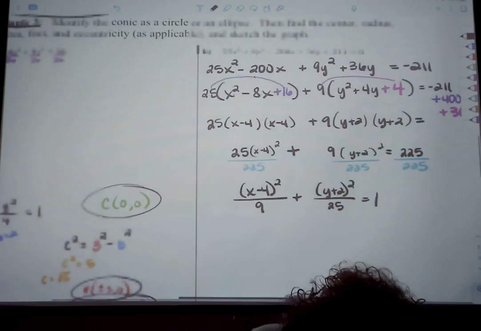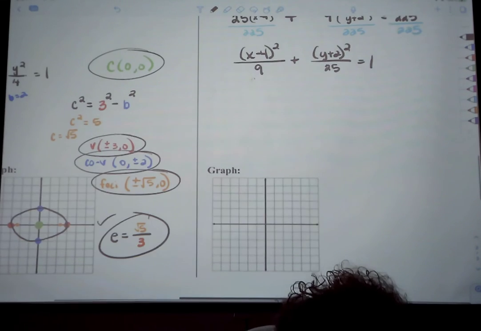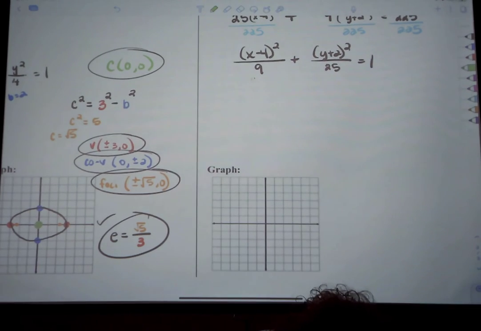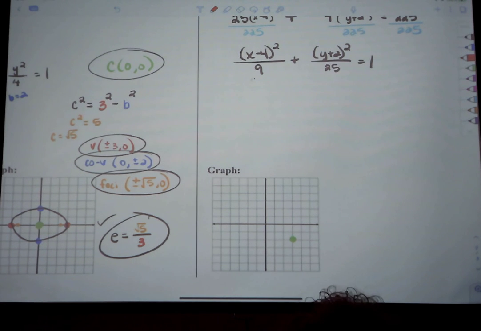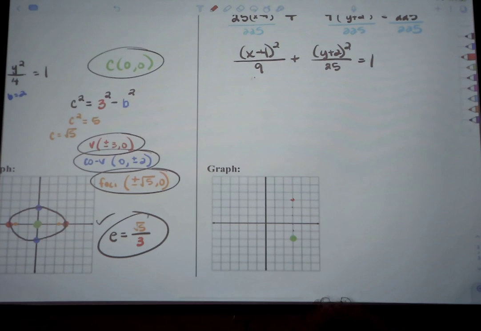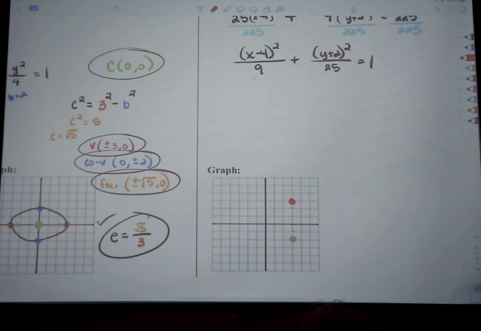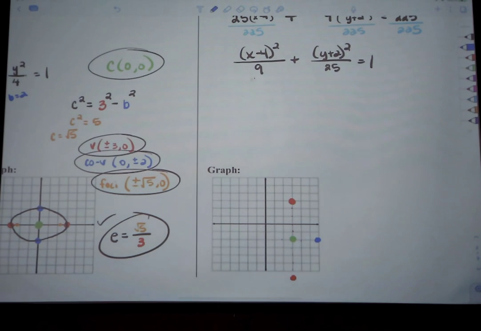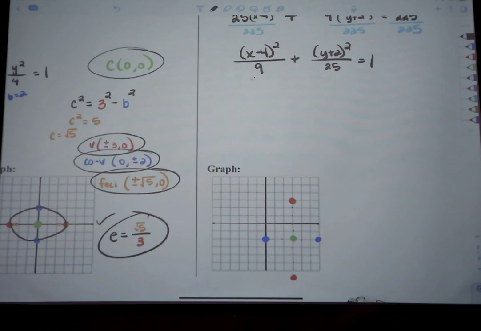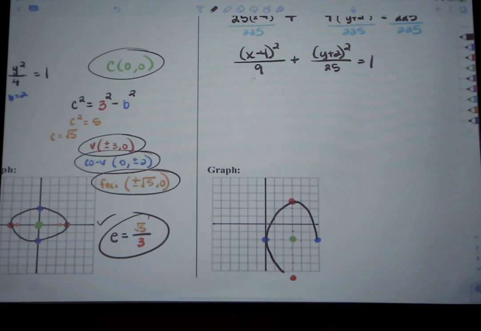I'm going to plot the center here real quick. 4, negative 2. 1, 2, 3, 4, negative 2. There's my center. A is 5. 1, 2, 3, 4, 5. 1, 2, 3. Oh, I ran off. No big deal. B is 3. 1, 2, 3. 1, 2, 3. That's what my ellipse looks like.